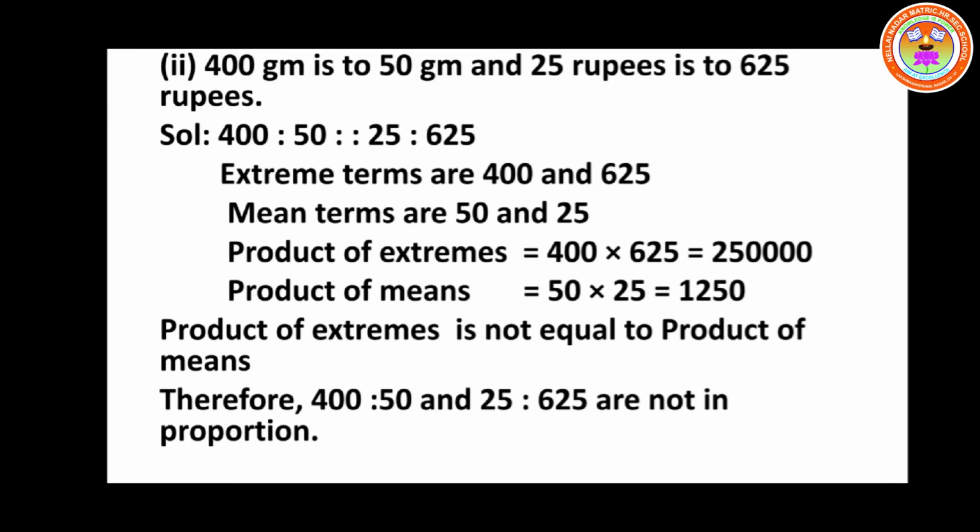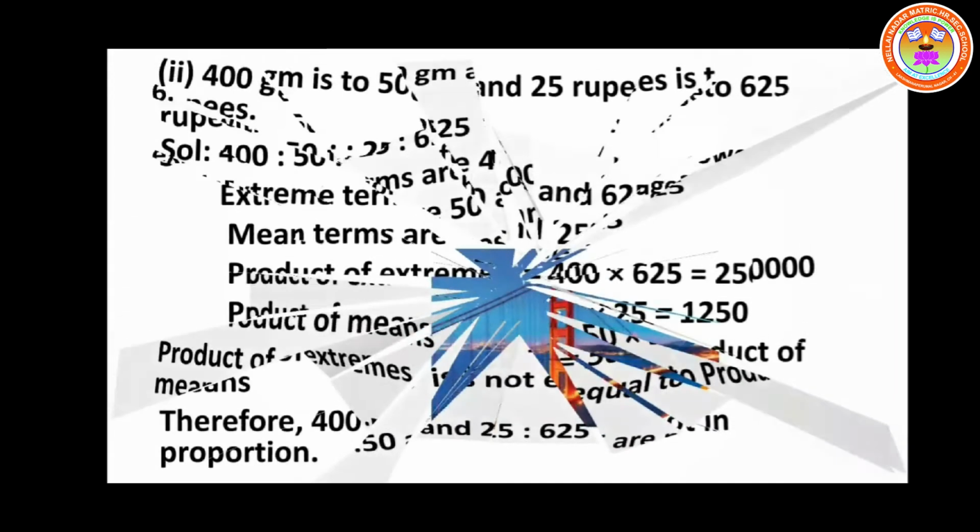Now product of the extremes, 400 into 625, equals what are we getting? 2,50,000. And product of the means, 50 into 25, is equal to 1,250. Are both equal, children? No. Both the answers are different. So they are not in proportion. So product of extremes is not equal to product of means. Therefore 400 is to 50 and 25 is to 625 are not in proportion. Shall we move on to the next problem, children?